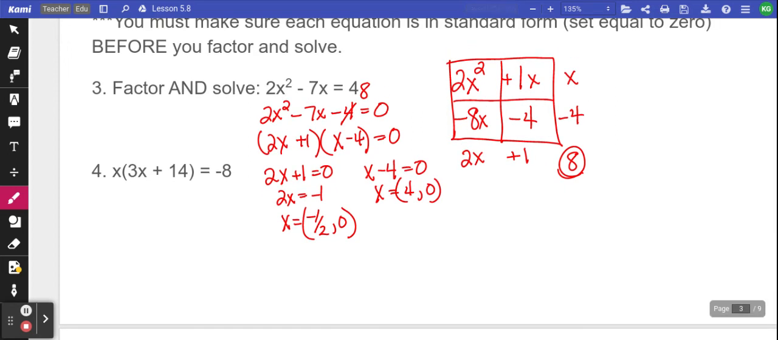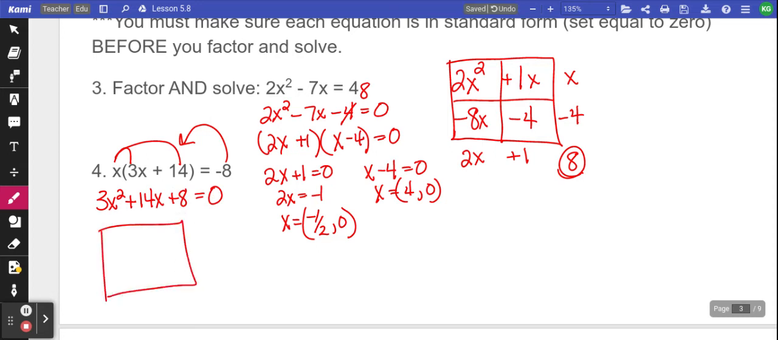On the second one, again, it's not set in standard form. First thing I would do is distribute here. 3x squared plus 14x. And I would also need to move the 8 to the left, so I would add it so that it was all equal to 0.